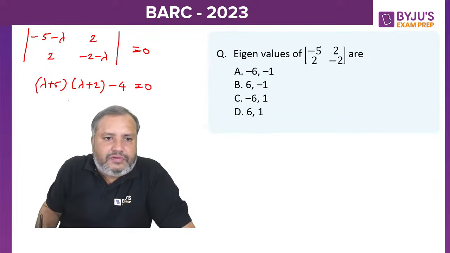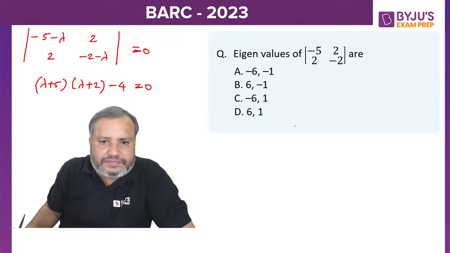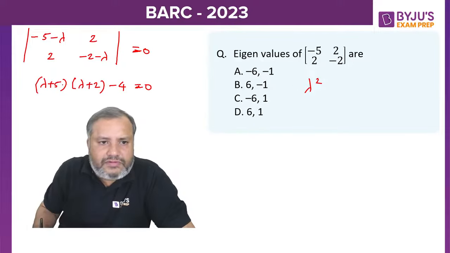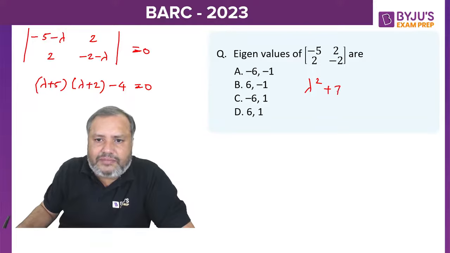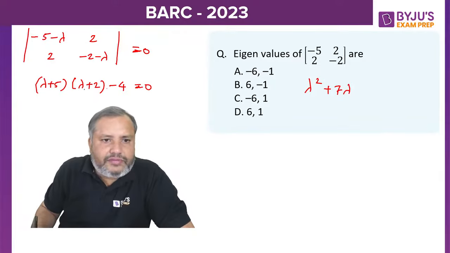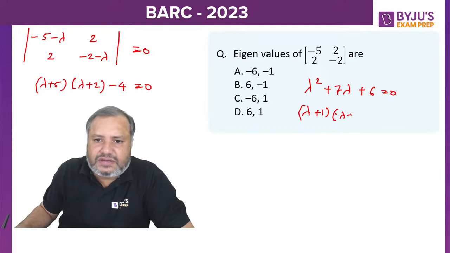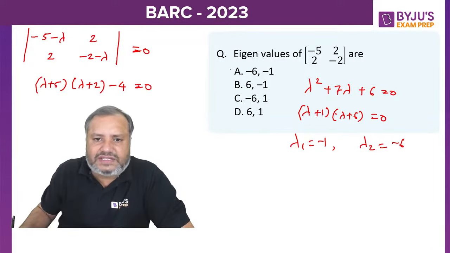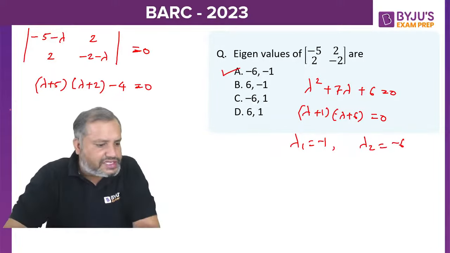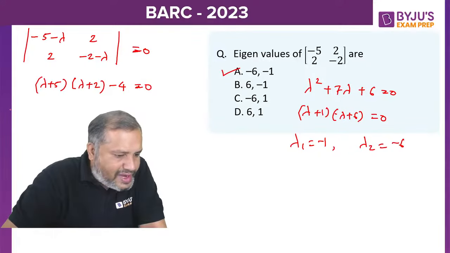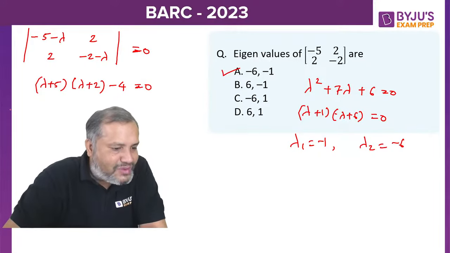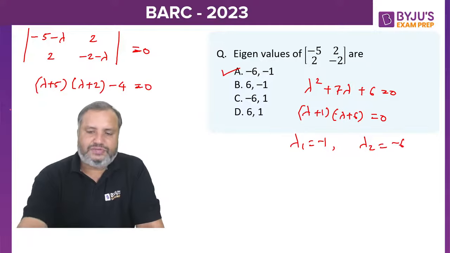What is the answer? Lambda square, then we have 5 lambda plus 2 lambda, that is 7 lambda, then 10 minus 4, that is 6. So, dear students, lambda plus 1 and lambda plus 6 are the factors. One root is minus 1 and another root is minus 6. So minus 1 and minus 6, that is option A, is the correct answer. Well done. Let's move to the next.